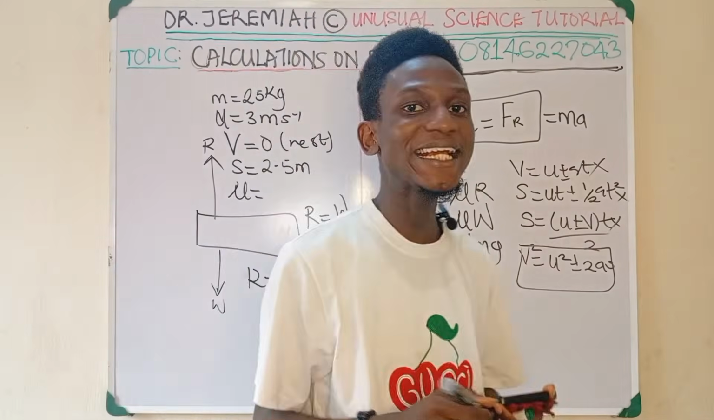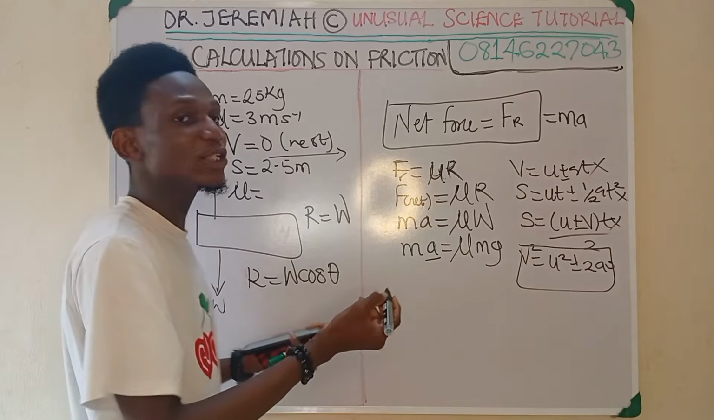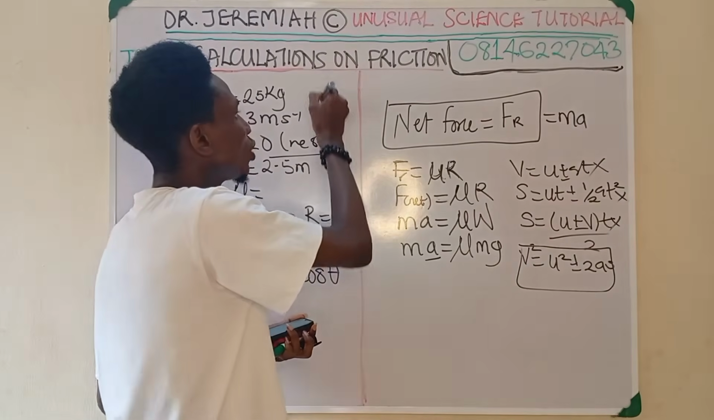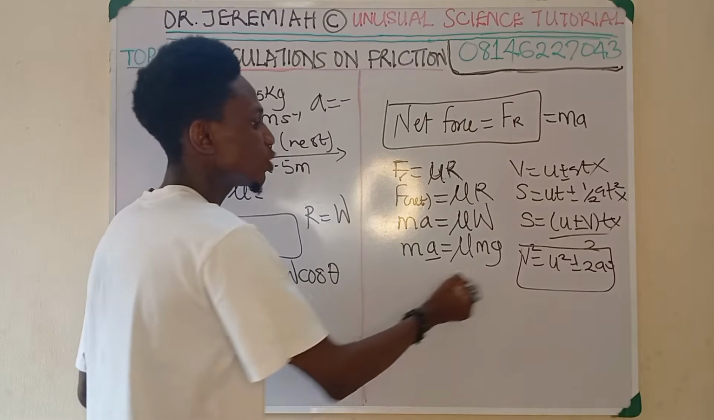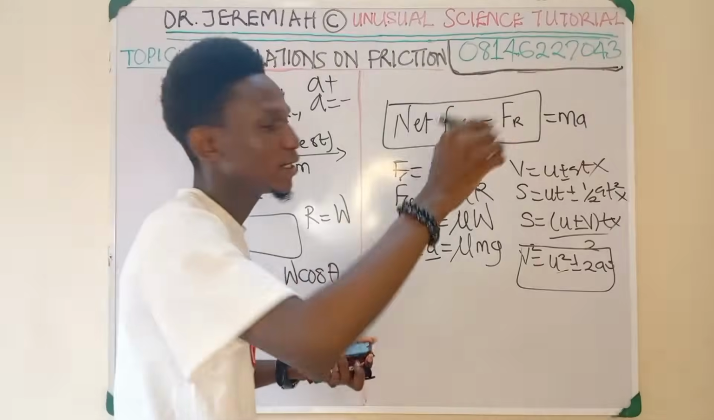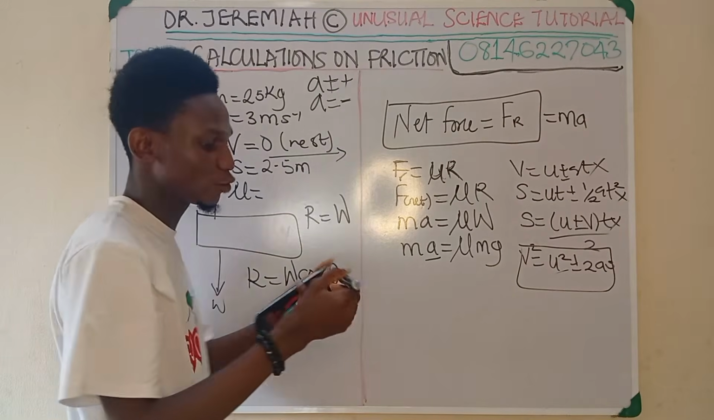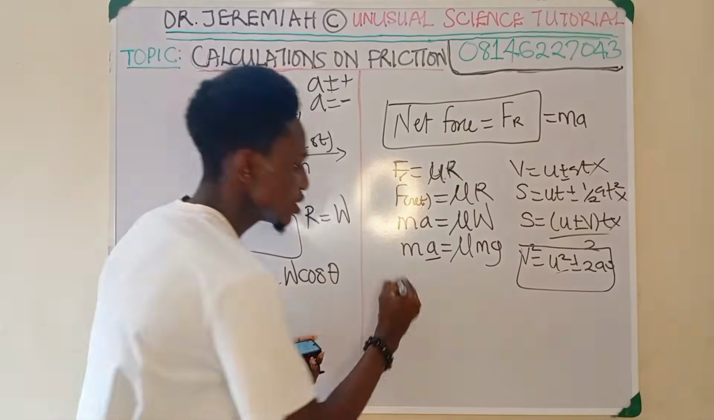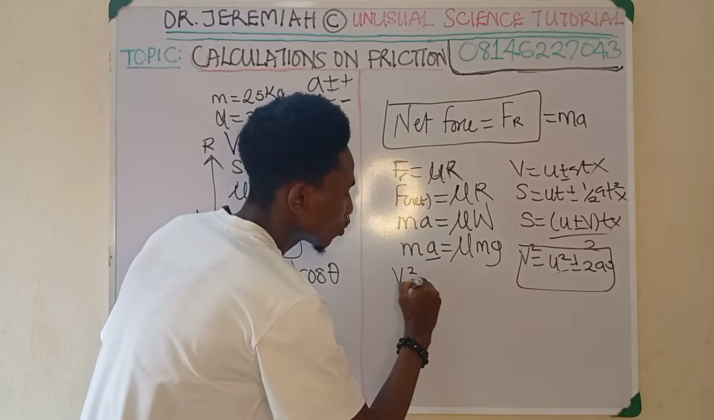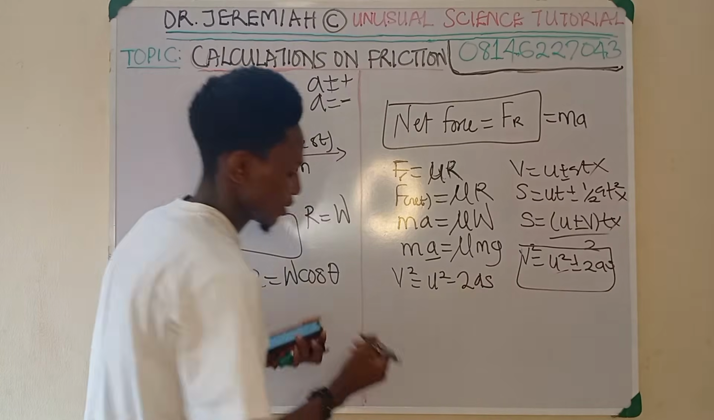Now, is it positive or negative? Remember the question said coming to rest. When a body is coming to rest, acceleration is negative. So this equation is going to have a negative sign. But when the body is moving from rest, acceleration is positive. When it's going to rest, it's negative. So please take note of the difference. So we're going to be using v squared equals u squared minus 2as.